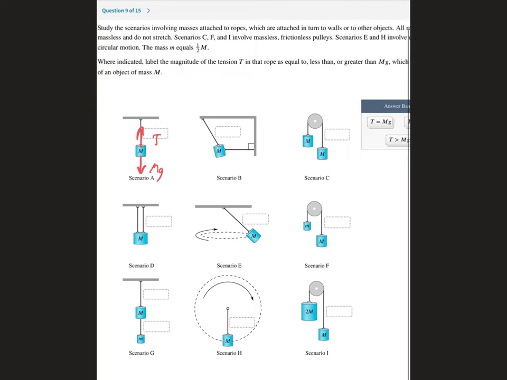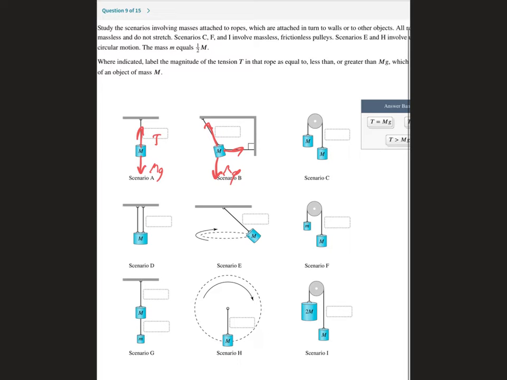The second one gets a little more complicated. We have more forces. We have, again, the downward gravitational force equals mg. We have a tension force this way, and then we have a tension force kind of going up like this. Once again, not accelerating, so the net force has to be 0.